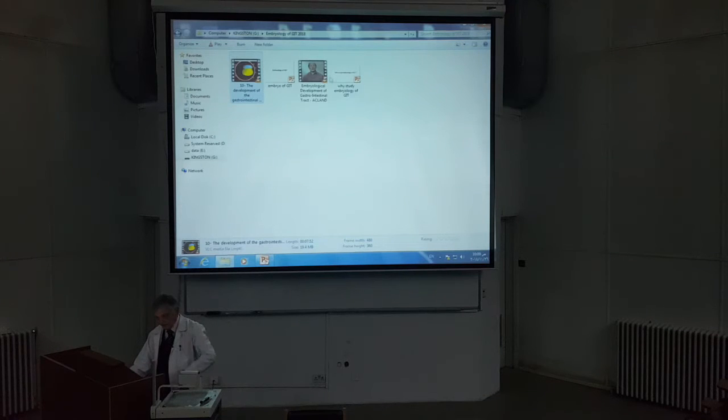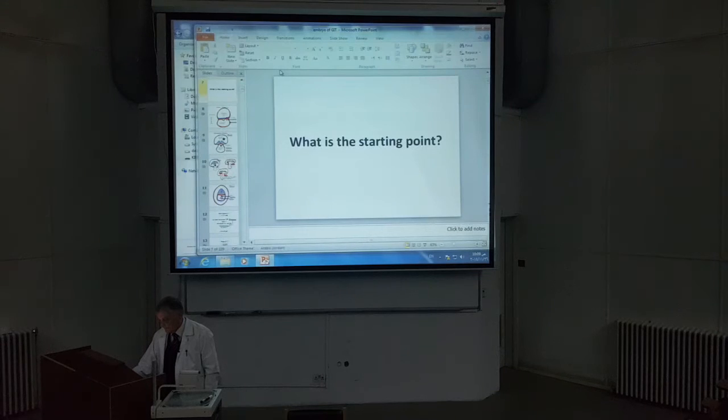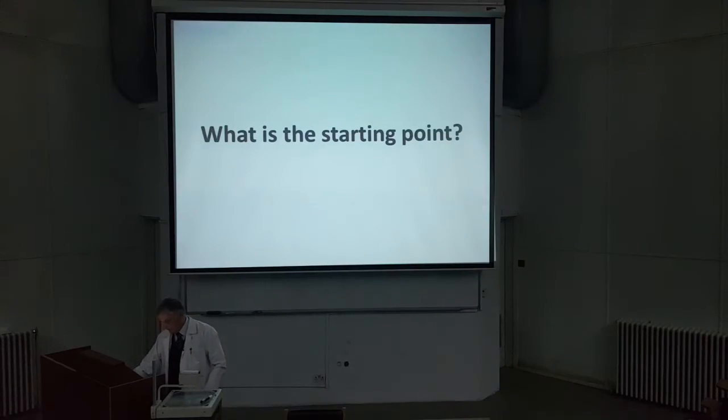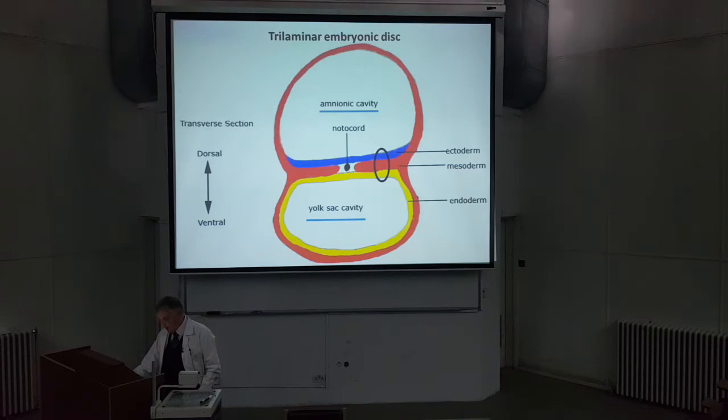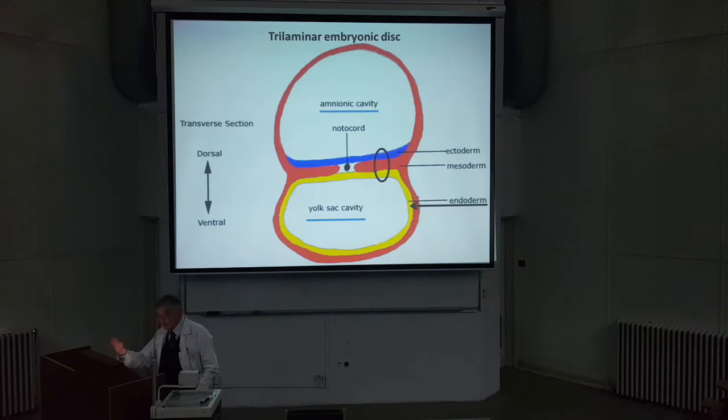Let's revise what we have seen. Now, this is a trilaminar disc made of ectoderm, mesoderm, and endoderm. Above it is amniotic cavity, below it is the yolk sac, and ectoderm is not involved in the development of gastrointestinal tract.